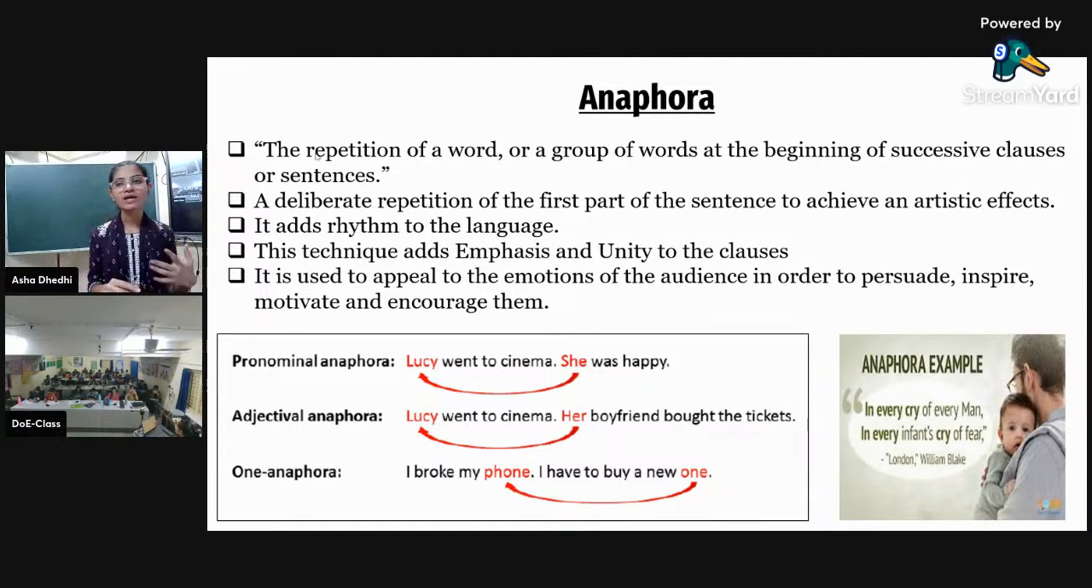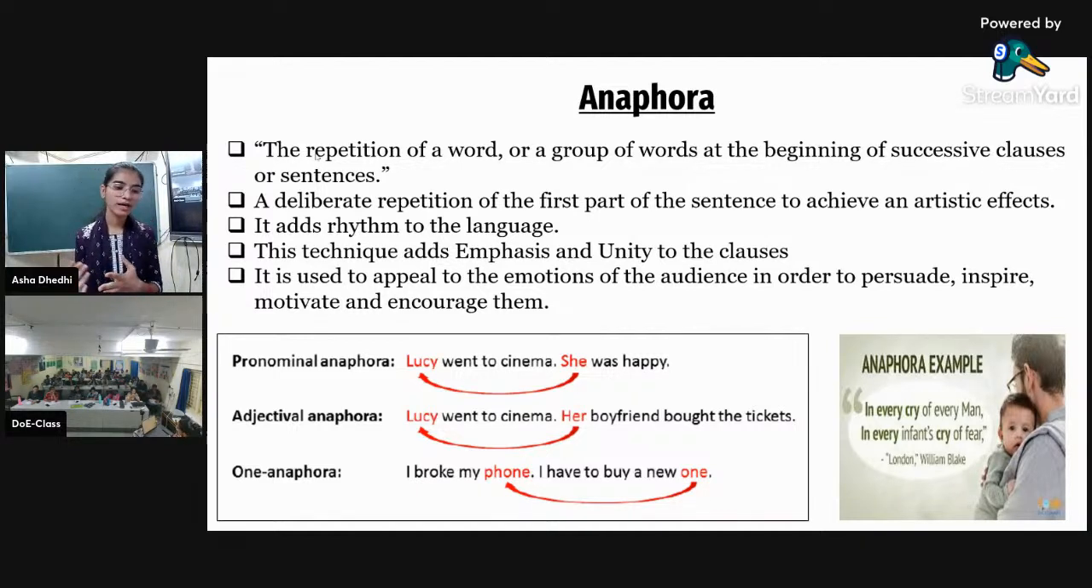Now, this kind of anaphora is generally used in speech. If you want to do public speaking, then most motivational speakers or any kind of speaker use anaphora, right? They are repeating certain phrases in the beginning of their sentences. This technique adds emphasis and unity to the clauses. So whenever you use anaphora, it will give a kind of soothing effect in your mind. It is used to appeal to the emotions of the audience in order to persuade them, inspire them, and motivate them to encourage them. Now, there are certain types of anaphora.